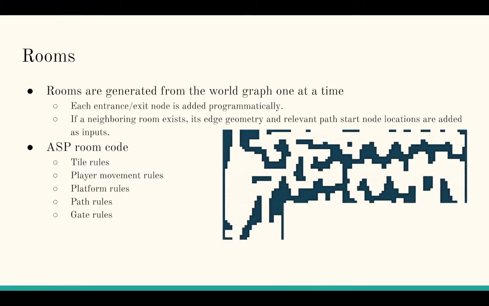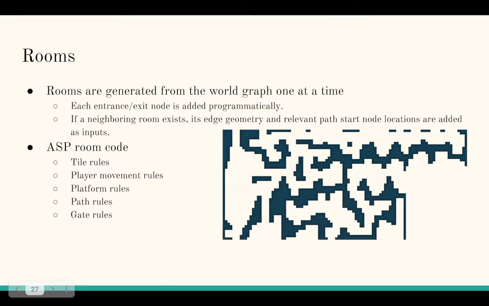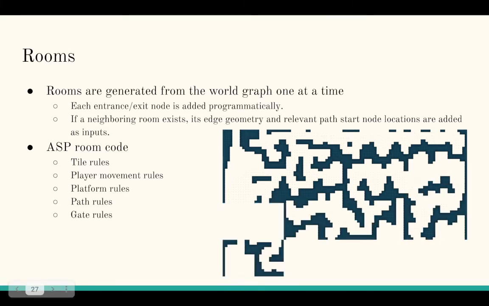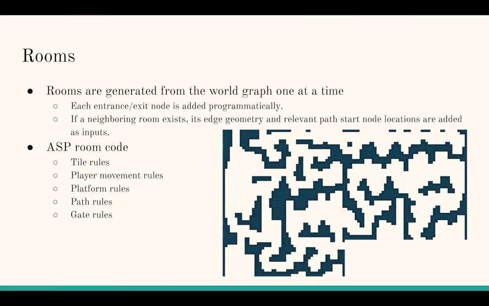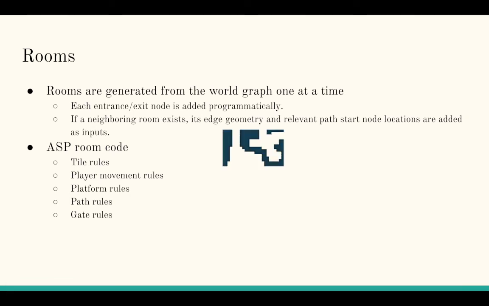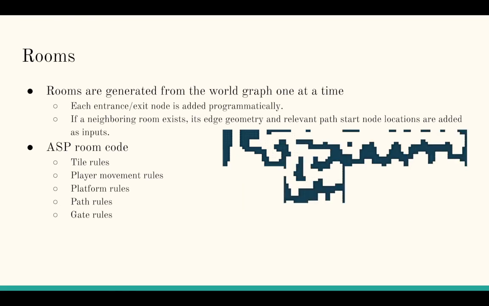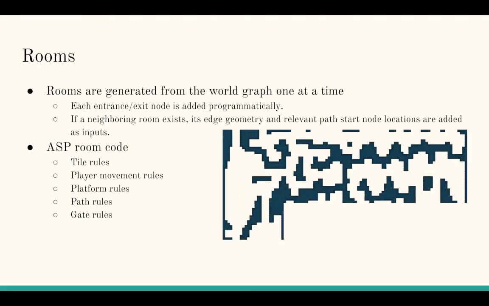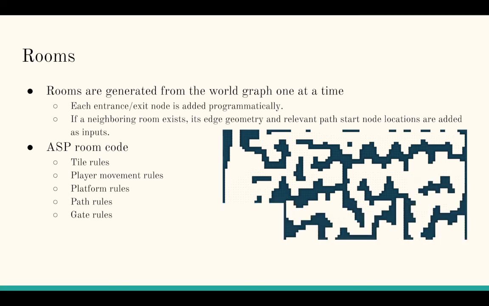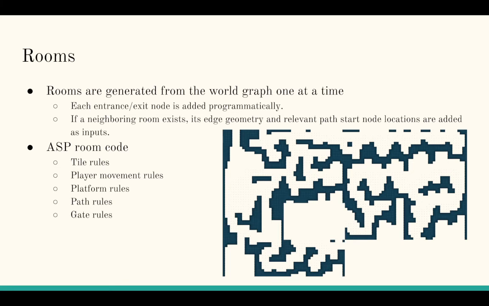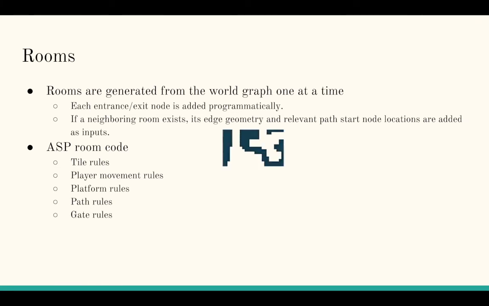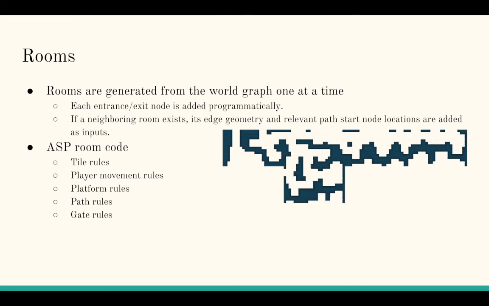All right, now there's rooms. Here's the animation again. So rooms are generated one at a time, and the entrances and exits, the path through the room, are generated programmatically, depending on the neighbors. So basically, I take the code, like actual strings of ASP code, and pass it into the solver. Actually, it creates a file. All the text gets saved to a file, and that gets passed into the solver.